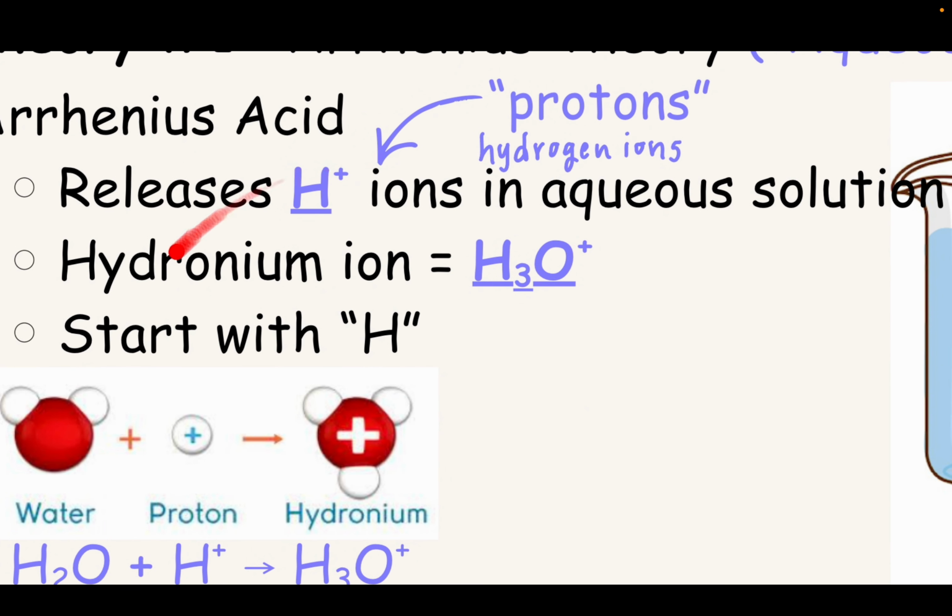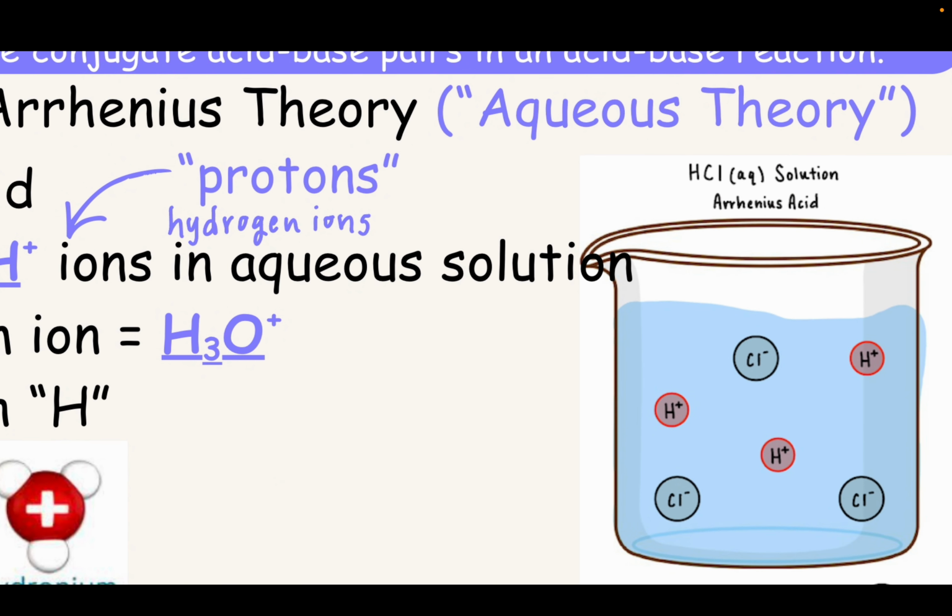Your Arrhenius acids are typically going to start with an H when they're written in their formula, just like that HCl. We have this H in front. This indicates that this is probably an acid, and specifically an Arrhenius acid, if when this HCl is dissolved in water, it's going to split up and release these hydrogen ions in that solution.